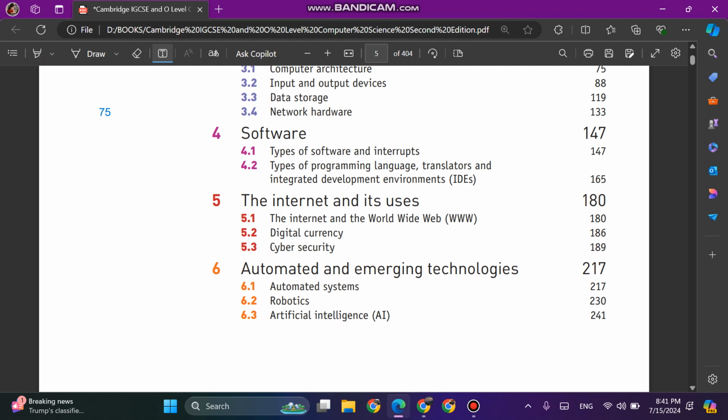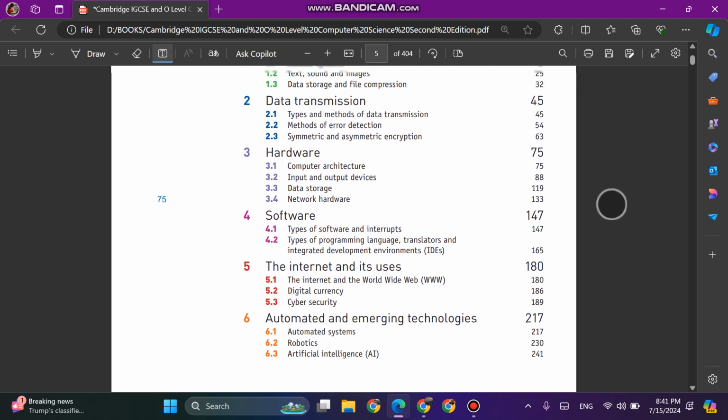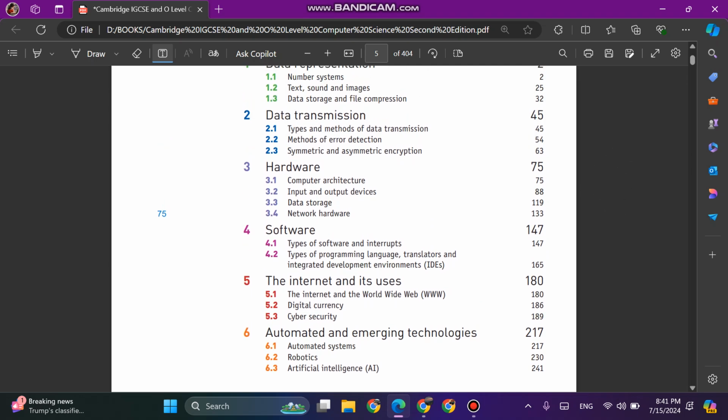If there are 6 chapters for P1, then from the past papers, when we explore them, you will see that the examiner will make sure to ask a question from every chapter. He can ask about number systems, text, sound, and images. Question number two may be from data transmission, and question three from hardware, and so on. We will see the paper point of view. We will definitely solve some past paper questions and topicals.